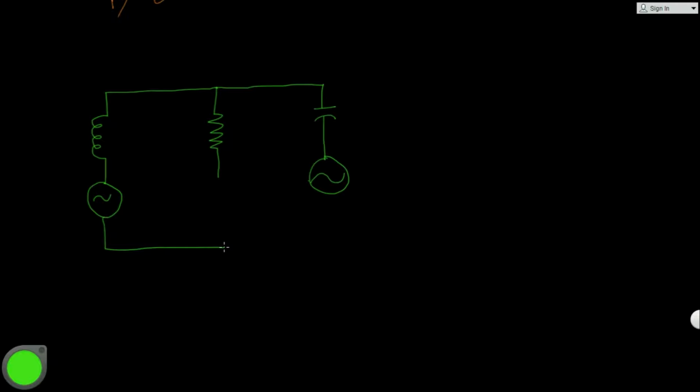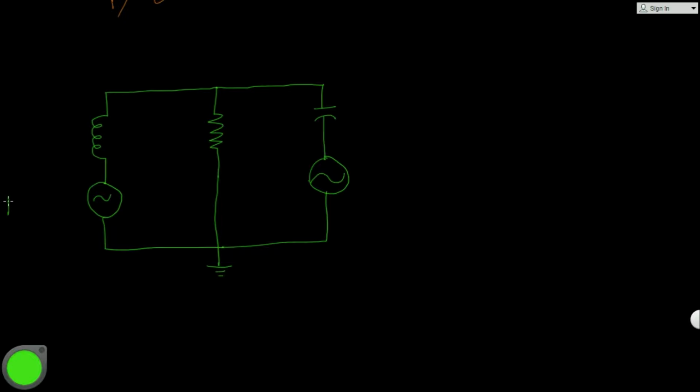So let's draw a circuit. This is the independent voltage source, and this is an inductor. This is the resistor, and this is the capacitor, and again an independent voltage source with the sine wave in the middle. And this is the ground.